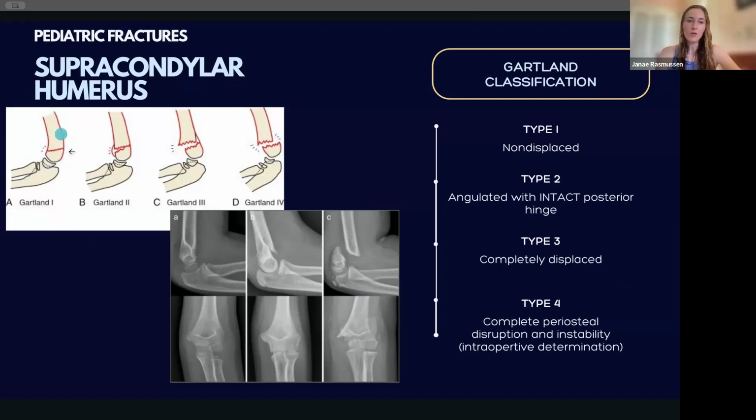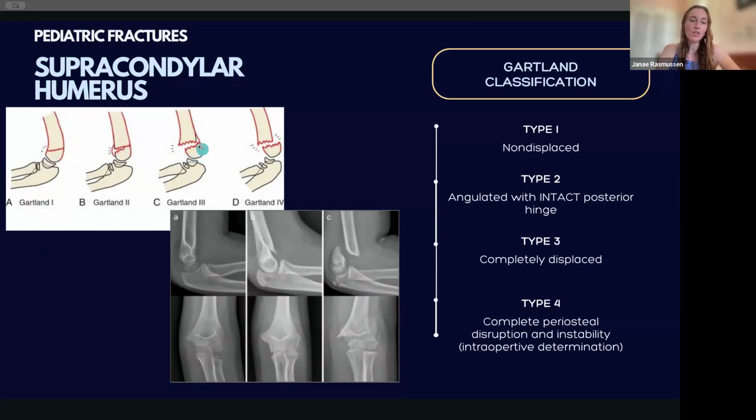So for Gartland type 1, this is where you have no displacement of the distal humerus. These are typically ones that we put into a long arm cast for about 3 to 4 weeks and then let the kids fly free. Gartland type 2 is where there is some angulation, but it's intact posteriorly, meaning that it basically has a hinge posteriorly. So it opens up anteriorly, but it has this intact hinge posteriorly.